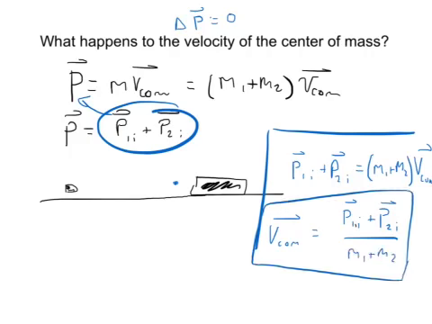And what is very, very important and interesting about this is that we see that the velocity of the center of mass of this system is a constant, because the initial momentums aren't changing, and the mass 1 and mass 2 are not changing. Therefore, the velocity of the center of mass must be a constant. This is a helpful idea.